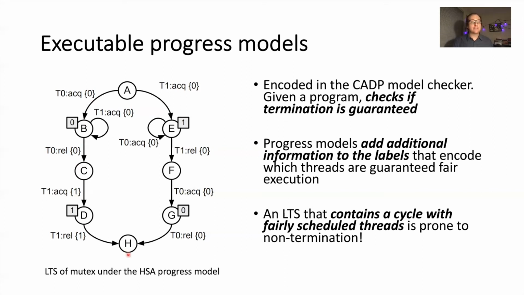Now, what the model checker does is it checks for cycles where the cycle consists of fair threads executing that cycle. So here we see T0 is executing this cycle, and it is a fairly executing thread. So there's potential for non-termination here, and the model checker will report that.